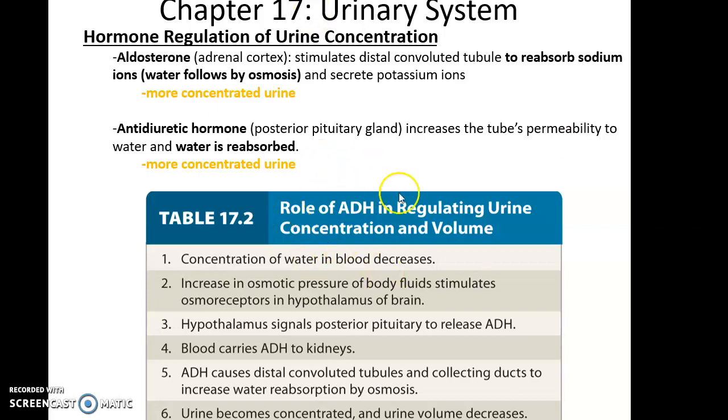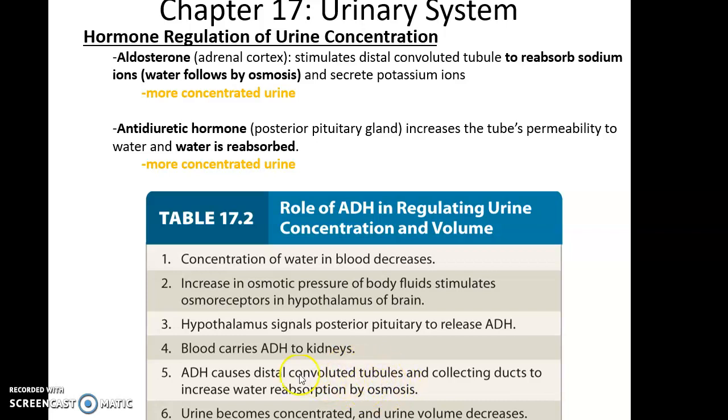So, how this works, the concentration of water in blood decreases, so blood volume is going down. This increases overall osmotic pressure, causing the brain to say, wait a minute, I don't want concentrated blood or concentrated cerebrospinal fluid, so it sends signals to release the hormone, antidiuretic hormone, which goes into the bloodstream, reaches the kidneys, and then causes the distal convoluted tubules and collecting duct to increase water reabsorption.